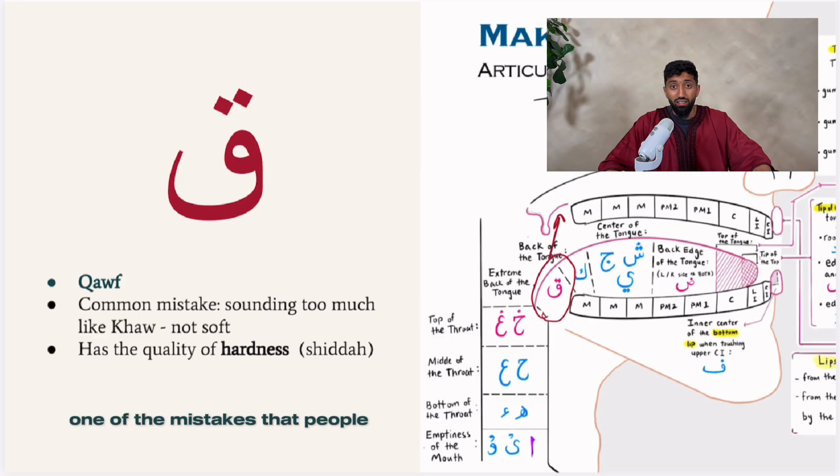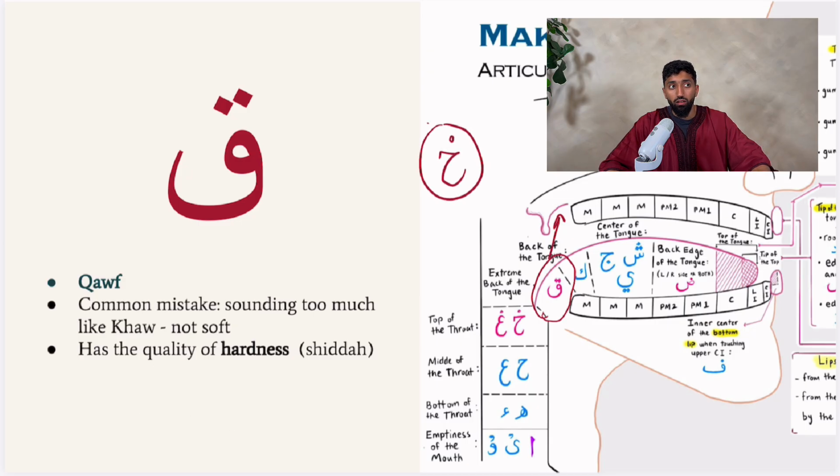One of the mistakes that people commonly make when pronouncing qaf is making it sound too much like kha, kha. So let's say khaf, khaf, or khaf, kha. It's kind of mixing the two. If there's any sound of kha in it, then it's not being pronounced correctly. So qa, qa, qa, qaf.